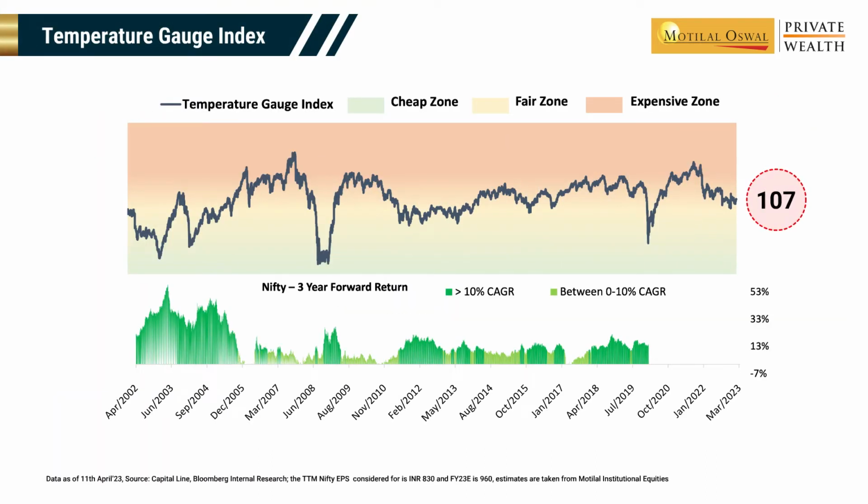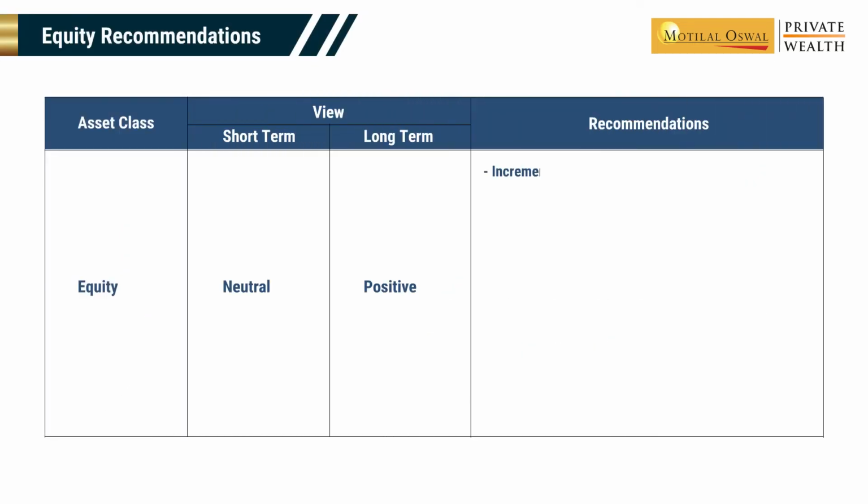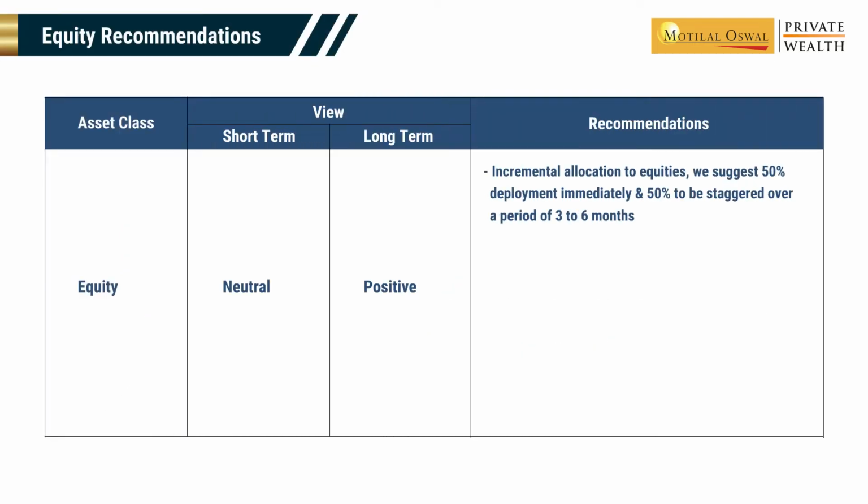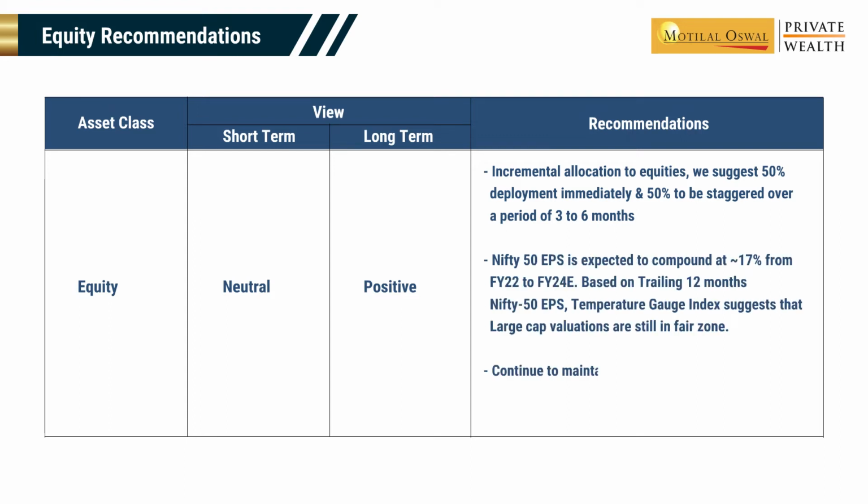As per the temperature gauge index, valuations are still in fair value zone. For incremental investments, we continue to suggest 50% deployment immediately, and 50% to be staggered over 3 to 6 months, while being able to accelerate deployment during sharp corrections. Based on trailing 12 months earnings, temperature gauge index suggests that large cap valuations are still in fair zone. We maintain a bias towards multi-cap and select mid and small cap strategies across MF, PMS, and AIF platforms.